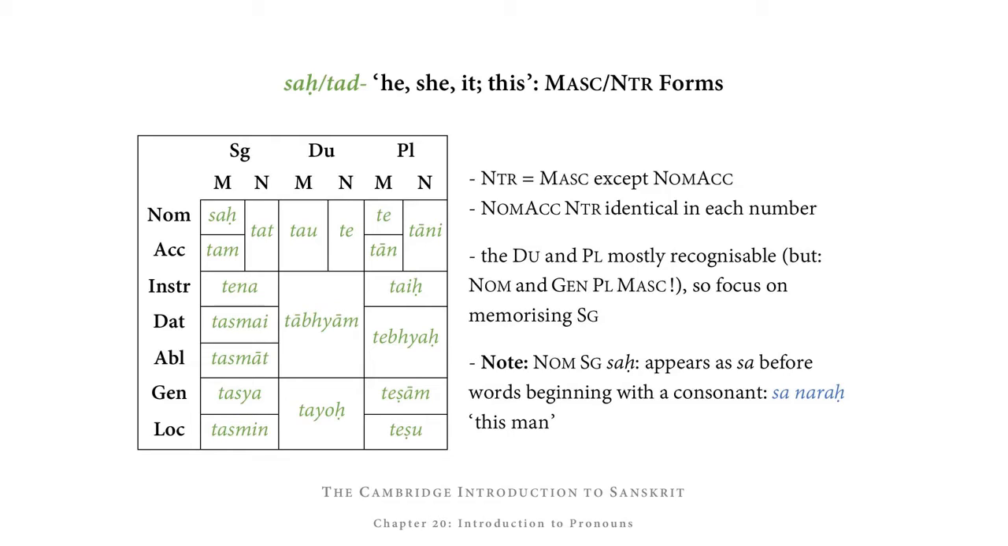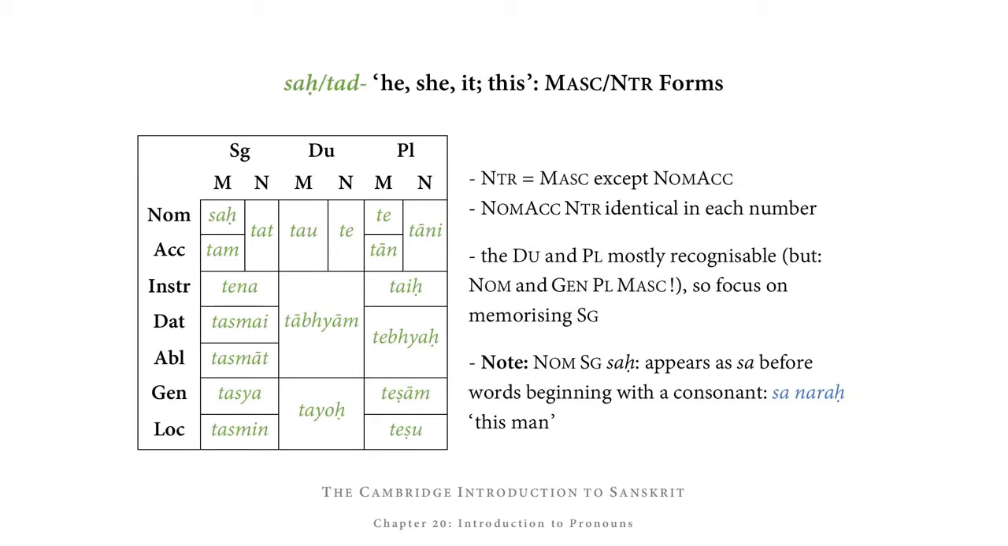So do use the similarities between some of these forms and noun forms we've already encountered to help you memorize the paradigm as a whole, but still, given that there are many little bits that are different from what we've seen so far, it's probably best to approach the singular through straightforward rote memorization. So, saḥ, tam, tena, tasmai, tasmāt, tasya, tasmin. And once you can do that, do the same thing from the bottom to the top.